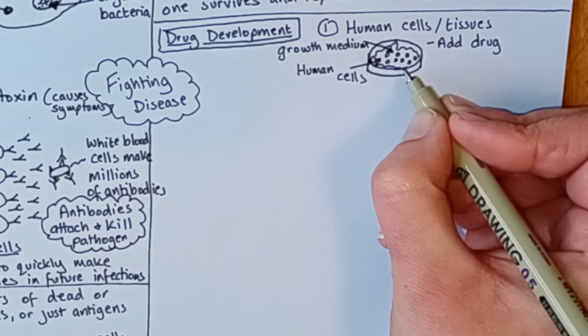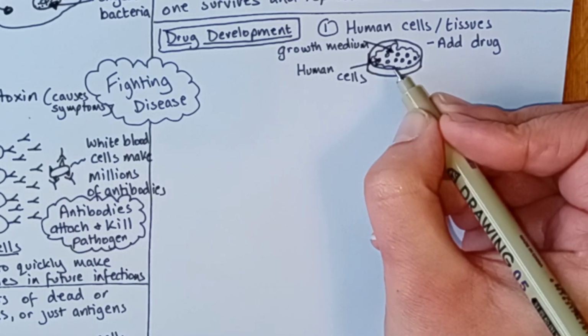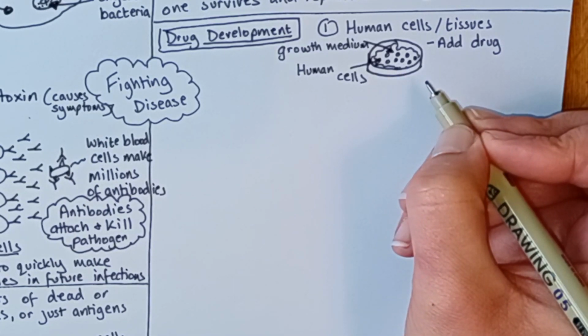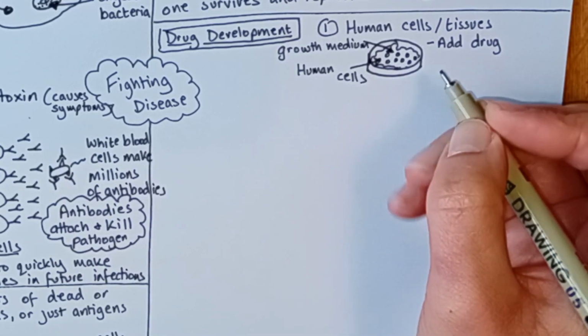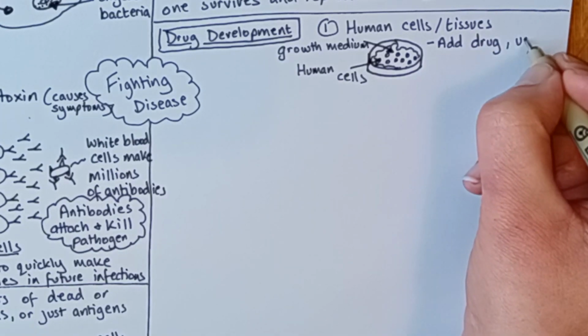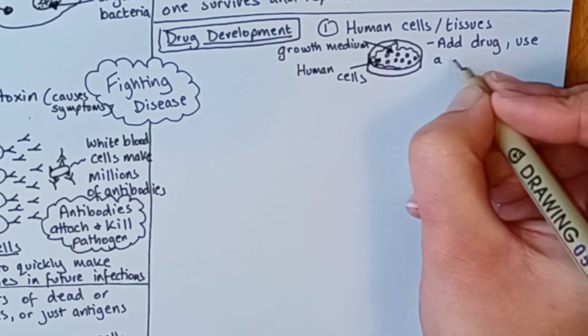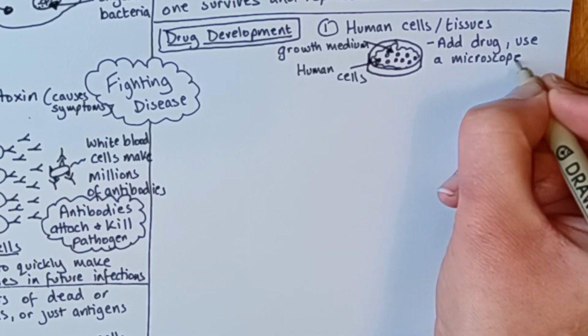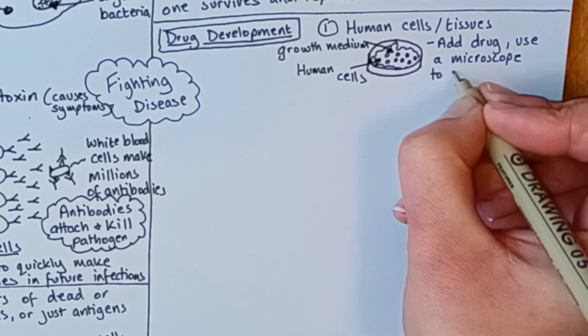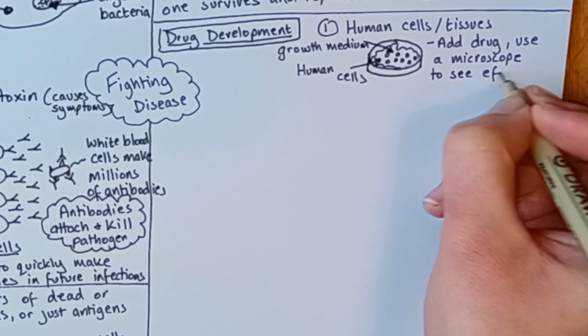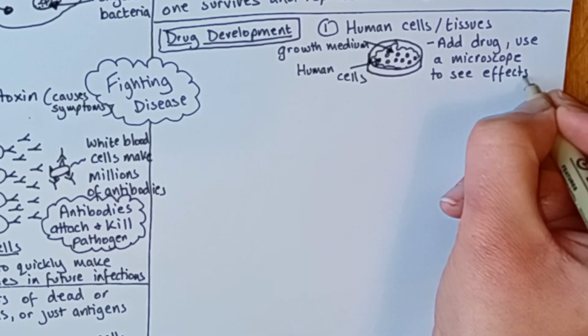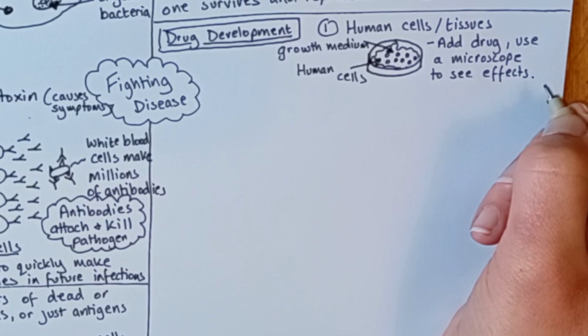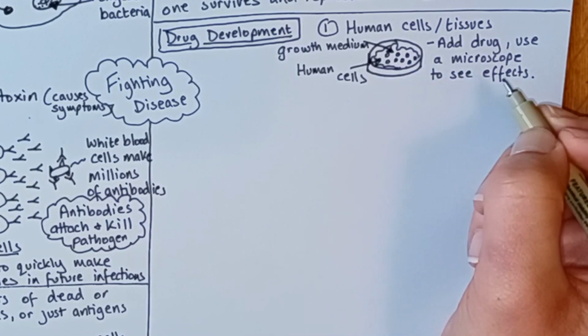And then you can just simply use a microscope to look at the cells, see if they've been killed or not, see if they've changed. So add the drug and then use a microscope to see the effects. So this is really clever.